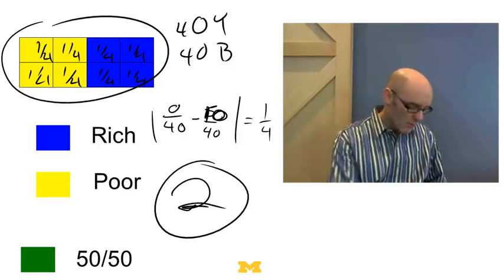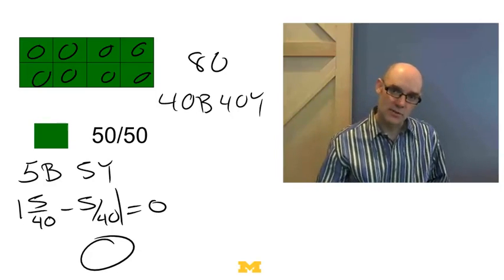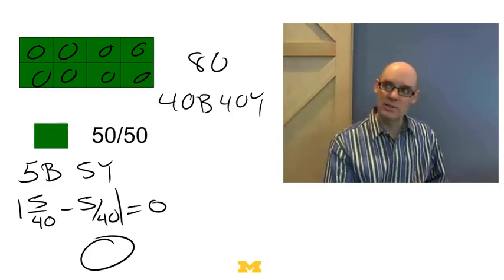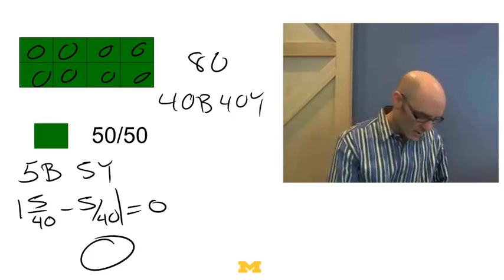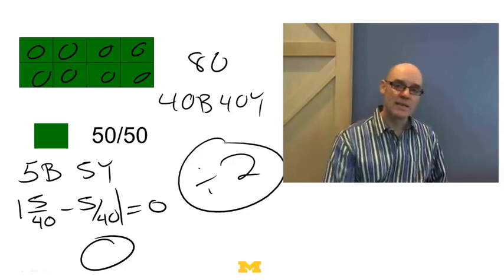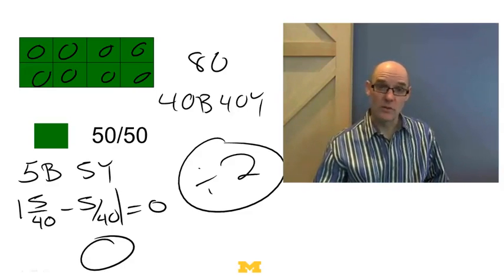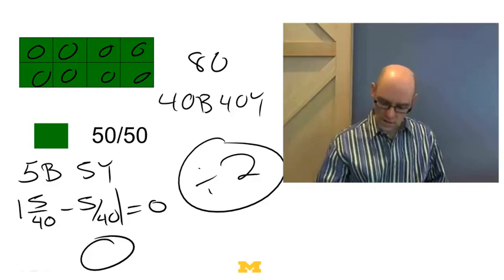If people are perfectly segregated, I get 2. And if they're perfectly mixed, I get 0. So this suggests I've got a pretty good measure here. But what I probably want to do is divide it by 2. Because if I divide it by 2, then if you're perfectly mixed, you get a score of 0. And if you're perfectly segregated, you get a score of 1. All right?